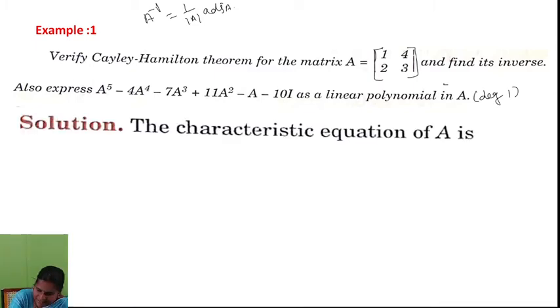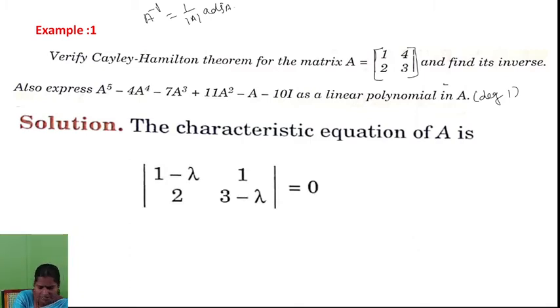Solution. The characteristic equation of A is, what is the procedure for finding characteristic equation? Determinant of A minus lambda I equal to 0. In this, substitute A and lambda, we will get the equation. We have to find the determinant of this matrix. If we find the determinant of this matrix, we will get an equation lambda square minus 4 lambda minus 5 equal to 0. So this is what our characteristic equation.